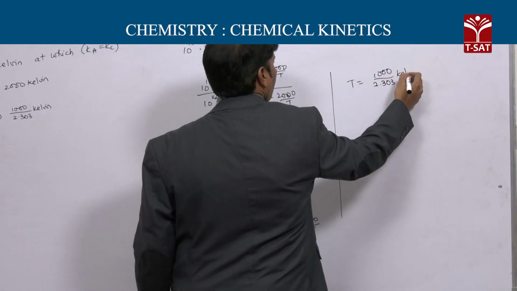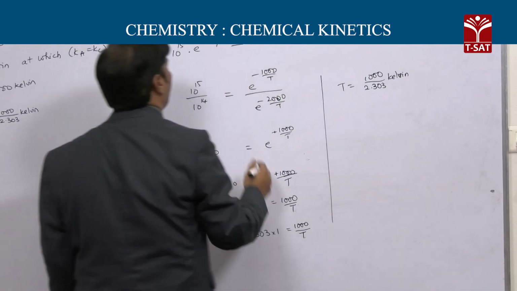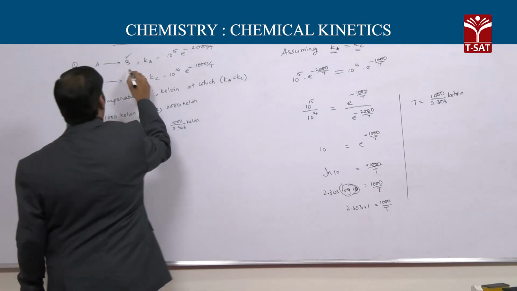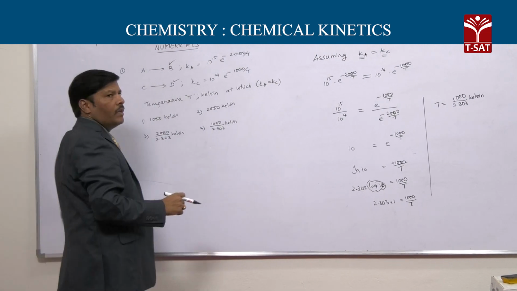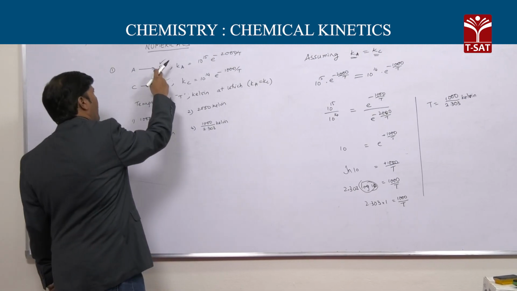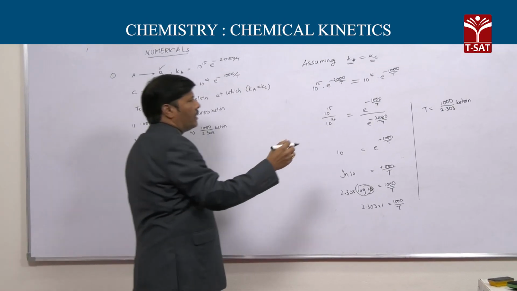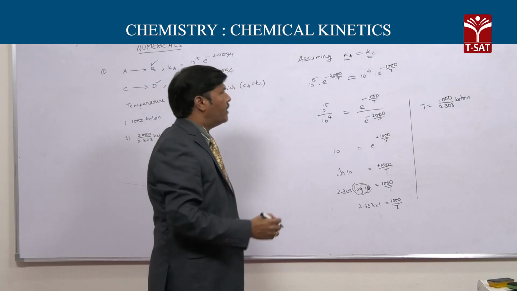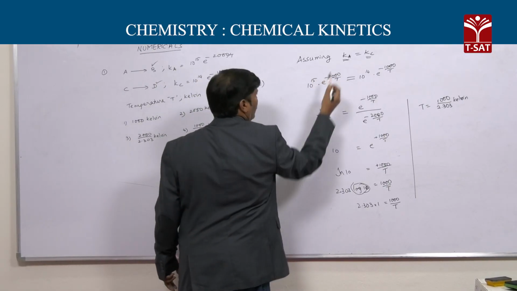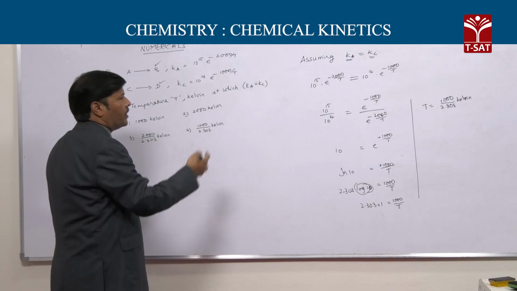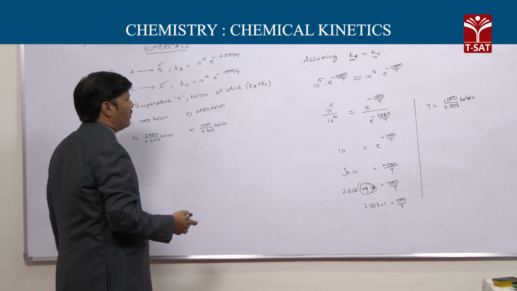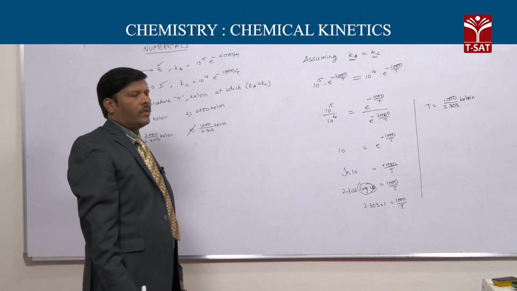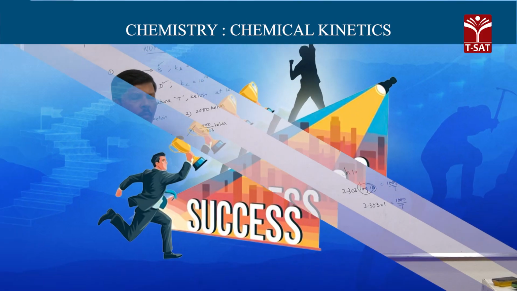Temperature is expressed in Kelvin. So finally we have to understand that if the rate constants Ka and Kc are equal for both these reactions, A gives rise to B and C gives rise to D, then at this particular temperature, that is 1000 by 2.303 Kelvin, you can expect that Ka is equal to Kc. So search for the option that is 1000 by 2.303 Kelvin, which means the fourth option is correct. So this is how we need to approach the problems.